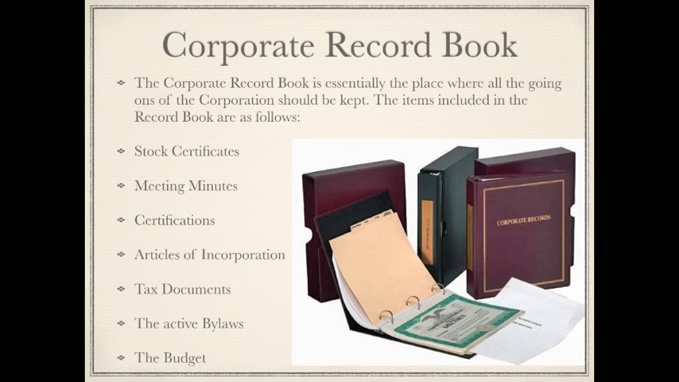The corporate record book, perhaps the most important aspect of the bylaws, is basically where all the bylaws are stored along with all the other information for the business, such as stock certificates, the meeting minutes, the certifications, the articles of incorporation, the tax documents, and the active bylaws. The details required are listed in previous slides by what's included in the bylaws. The bylaws need to be housed in the corporate record book. And the budget.